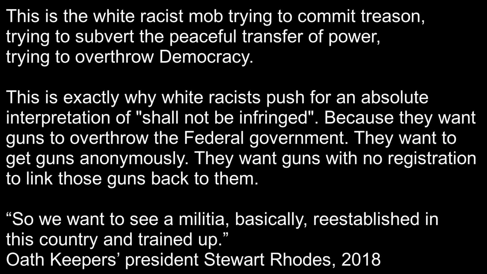This is the white racist mob trying to commit treason, trying to overthrow the peaceful transfer of power, trying to subvert democracy. This is exactly why white racists push for an absolute interpretation of "shall not be infringed," because they want these guns to overthrow the government. They want to get guns anonymously. They want to get guns with no registration to link the gun back to them. And Supreme Court judges, from a position of privileged cluelessness, have been happy to deregulate guns and arm terrorists and traitors.